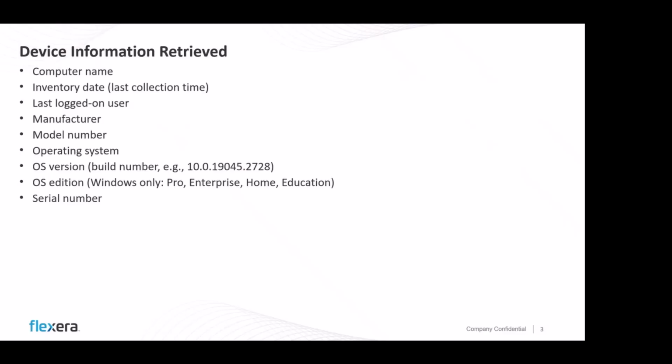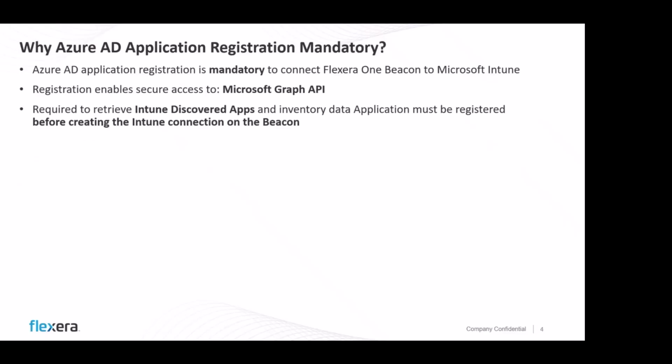From a hardware perspective, details such as the manufacturer, model number, and serial number are collected to uniquely identify each device. Additionally, the adapter retrieves comprehensive operating system information, including the operating system name, OS version with build number, and for Windows devices, the OS edition such as Pro, Enterprise, Home, or Education. Together, this device information forms a reliable foundation for accurate asset inventory and license management within Flexera 1 ITAM.